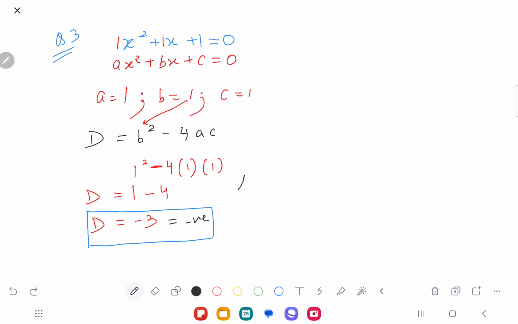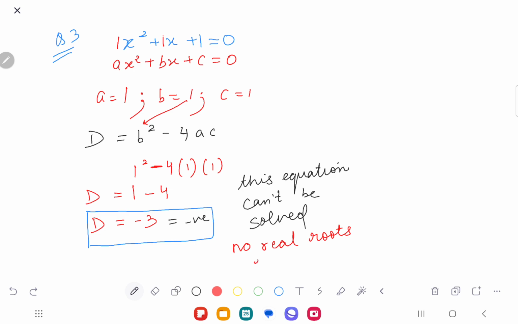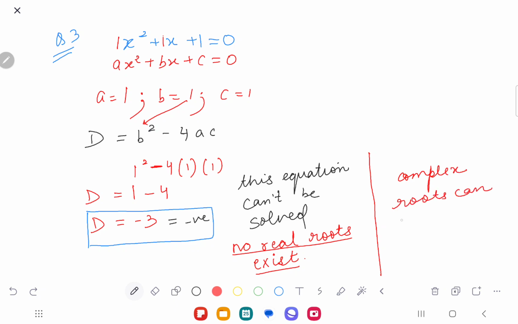It means that this equation can't be solved. Or there is another way of saying this: this equation actually can be solved, but in a different kind of roots. So I would say no real roots exist. Because if real roots do not exist, you will learn in future classes that complex roots can exist. You understand the point? So that is the concept here.